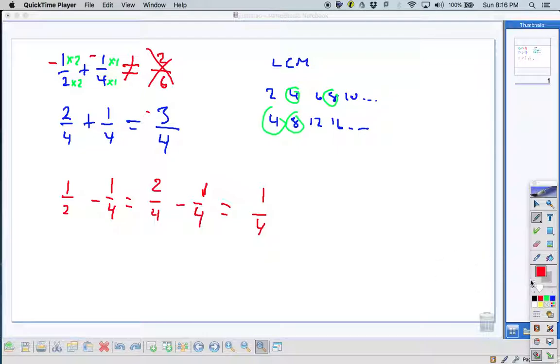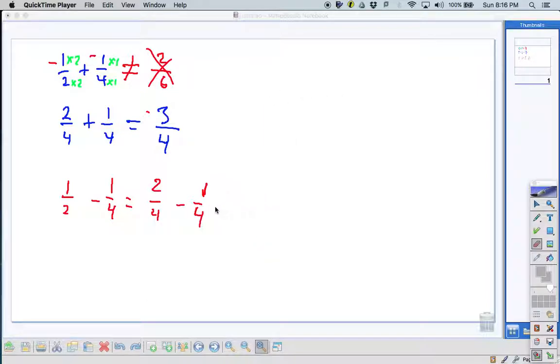Let's look at multiplication and division. I'm going to make us some space over here. So for multiplication, what we do is this, and these are the easy ones. You simply multiply across. You go 1 times 1 is 1, 2 times 4 is 8, and then you're done.